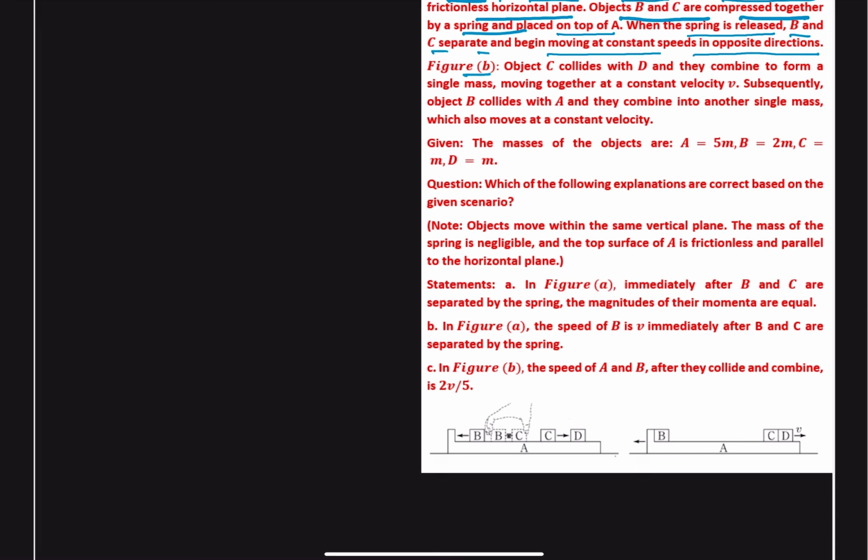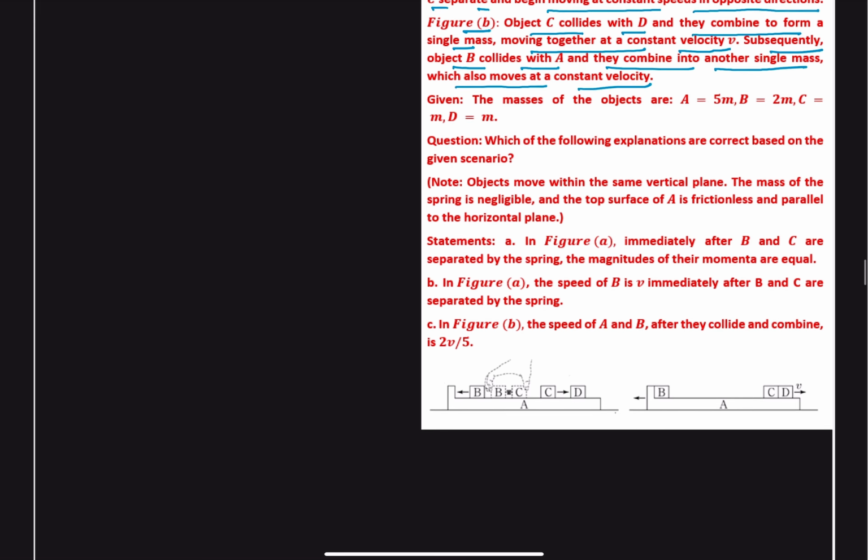In figure B, object C collides with the object D and they combine to form a single mass, moving together at constant velocity v. Subsequently, object B collides with A and they combine into another single mass which also moves with constant velocity. It is given the mass of the object A is 5m, B is 2m, C is m and D is also m.